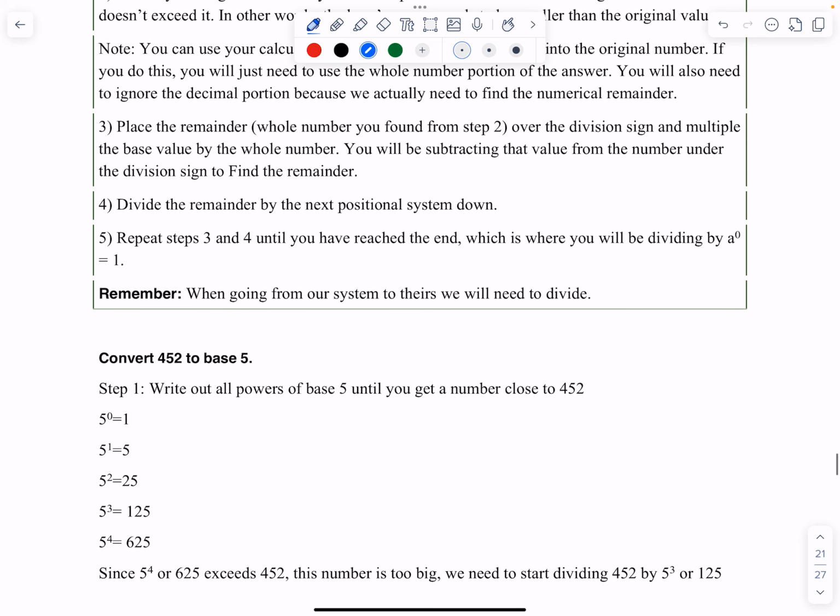The next thing you're going to do is find the remainder. The remainder is going to be the value that you're going to divide by, and you have to drop the next positional value down. If that number doesn't work, maybe it's smaller than what you're dividing by, then you have to use a place value of 0, and you'll see an example of that. Then you repeat the steps until you get down to the base raised to the 0 power. So again, when we're going to our system to theirs, we have to divide. It's harder, so let's check this out.